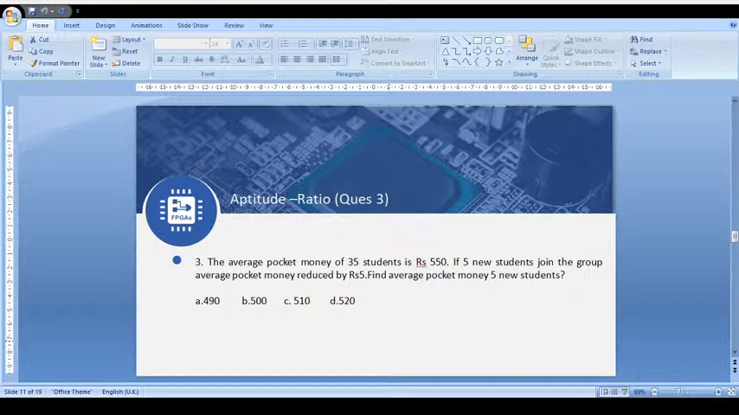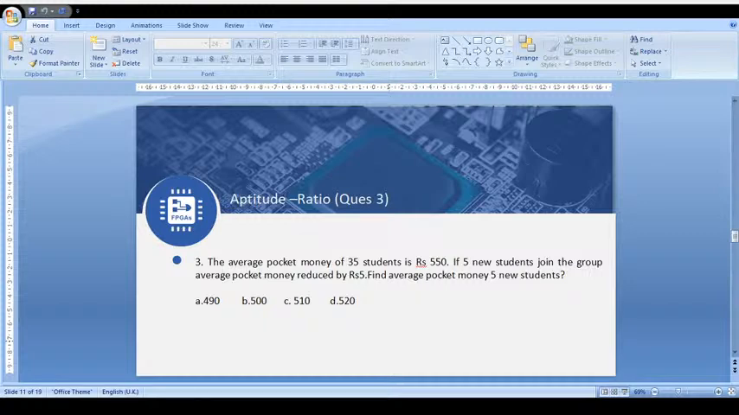And it says that initially the average pocket money of the students is 545. That means the average pocket money of each of these is also 545. The average pocket money of all these students is 545, right? And if I add these 5 students, that is equivalent to the 1 unit. When I add these students in the group, the average pocket money is going to be reduced.